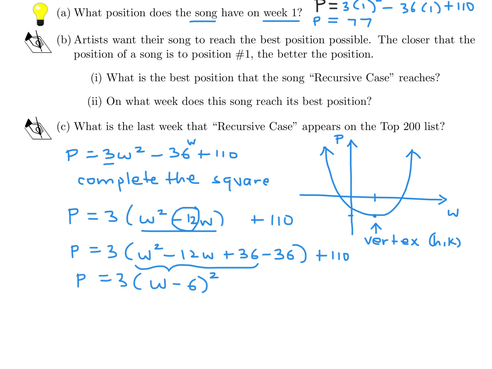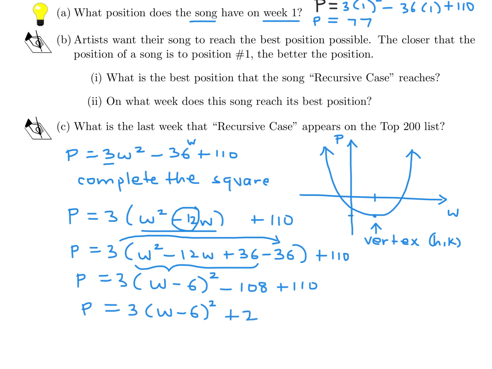And then don't forget that this 3 has to kick this minus 36 out. So 3 times minus 36, I believe, is minus 108. And then don't forget that 110. And in its final form, it's just 3 times (w minus 6) squared, and I think this is plus 2.